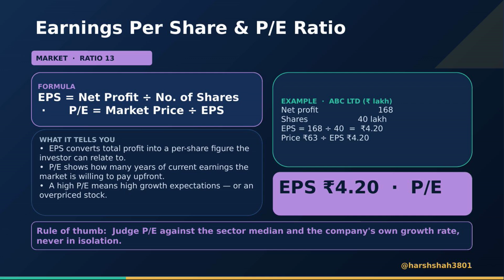So what do these tell us? EPS converts total profit into a per-share figure an investor can actually relate to. And PE shows how many years of current earnings the market is willing to pay upfront for. Here, the market is paying 15 rupees for every 1 rupee of earnings. Now ask yourself, is a high PE always a bad sign? Not necessarily. It could mean high growth expectations, or it could mean the stock is simply overpriced. Always judge PE against the sector median and the company's own growth rate, never in isolation.